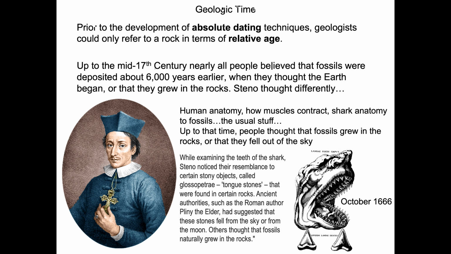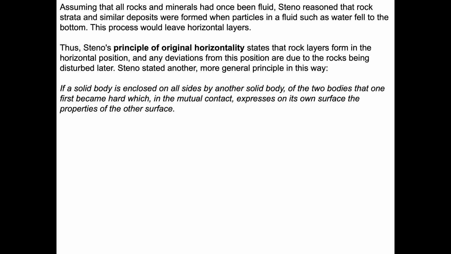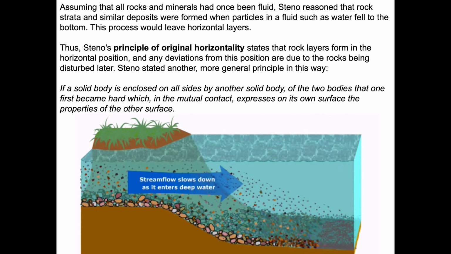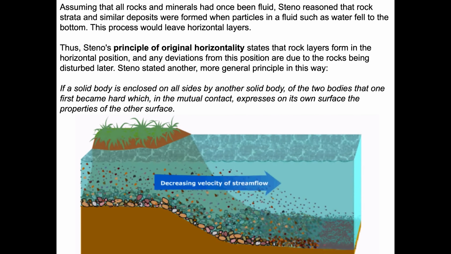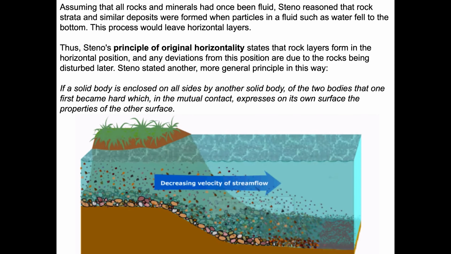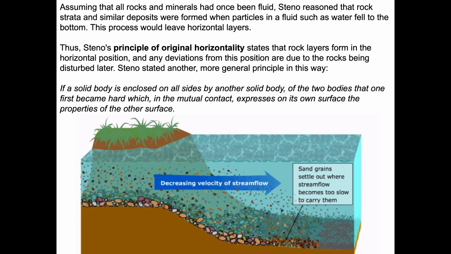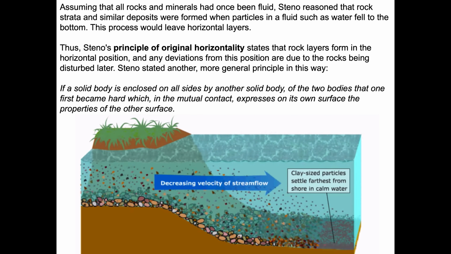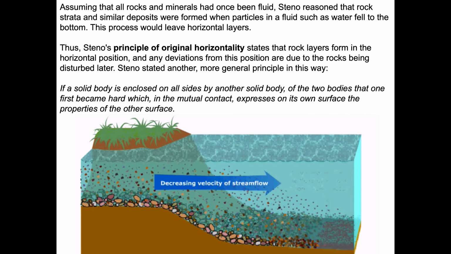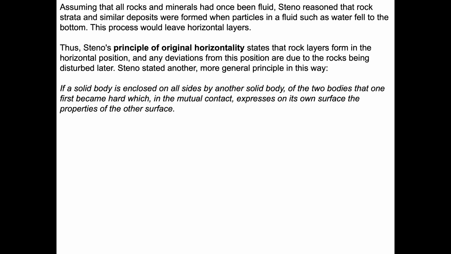Now, assuming that all rocks and minerals had once been fluid, Steno reasoned that rock strata and other deposits were formed when particles in a fluid, such as water, fell to the bottom. The result is horizontal layers. Gravity is going to attract those particles to the bottom of the container or the bottom of a basin. Therefore, Steno's principle of original horizontality states that rock layers form in the horizontal position. Any deviations from this position are due to the rocks being disturbed later.